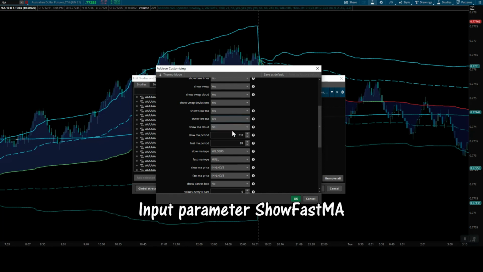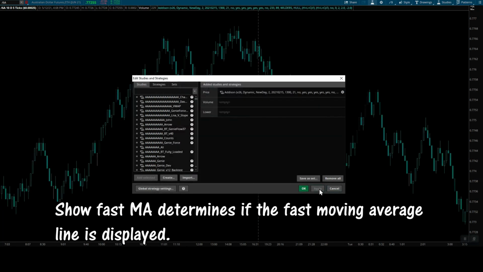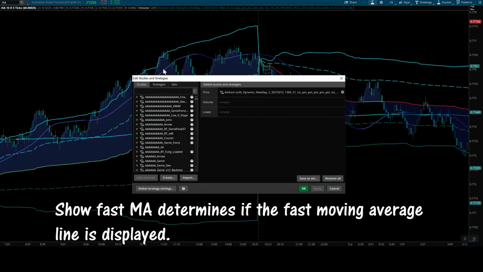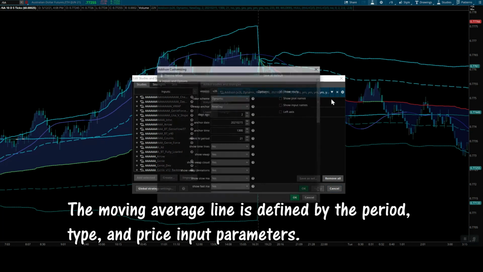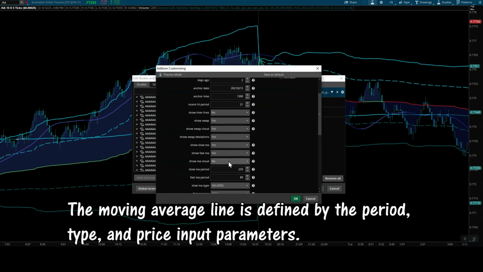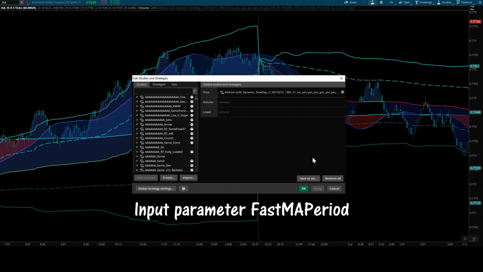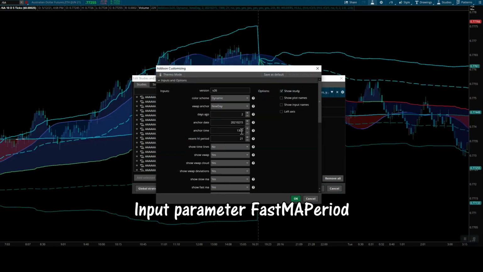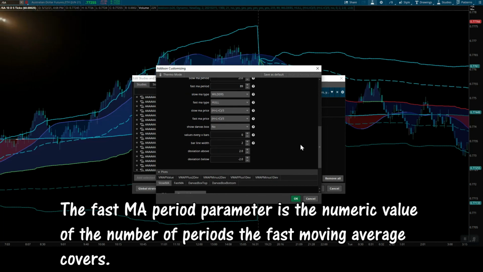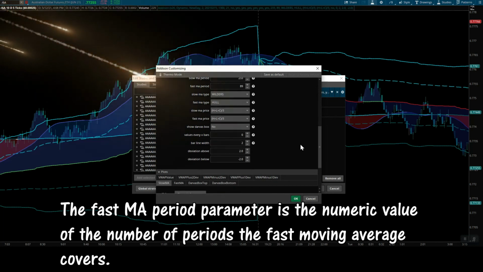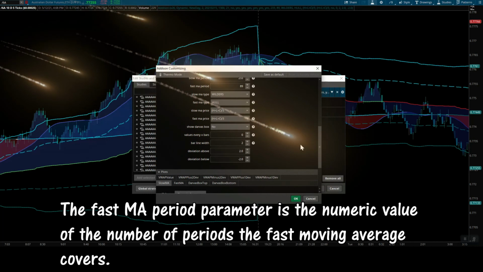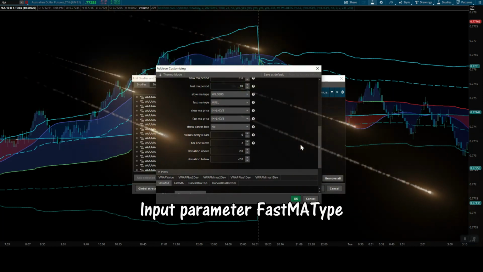Input parameter: Show Fast MA. Show Fast MA determines if the fast moving average line is displayed. The moving average line is defined by the period, type, and price input parameters. Input parameter: Fast MA period. The Fast MA period parameter is the numeric value of the number of periods the fast moving average covers.